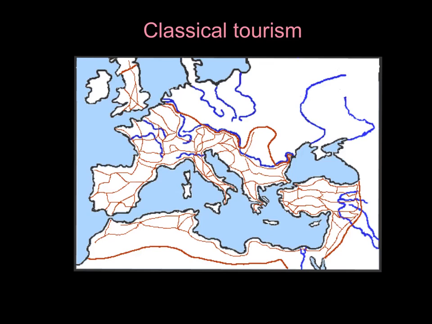So during this time period, travel and tourism was undertaken mostly by wealthy people who were seeking fun. And it was in this time period that the idea of seaside resorts were popular with Romans.